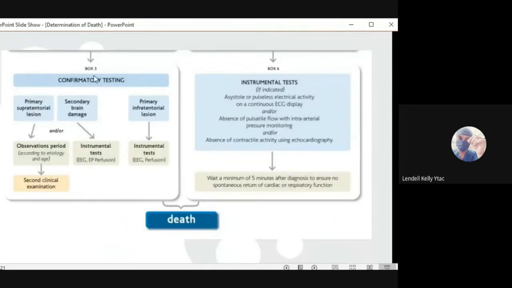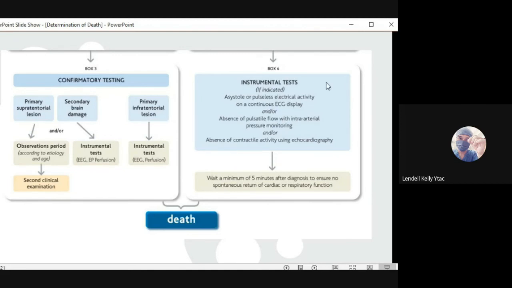So in continuation, in the cardiovascular arrest, instrument test. So what we need to use in order to further validate the diagnosis of the doctor, we have asystole or absence of electrical activity on continuous ECG display. So pag nilagyan natin ng ECG display, usually ginagamit is lead 2. Pag wala, flatline yan siya. So, definitely, nag-stop na talaga ang heart mo.